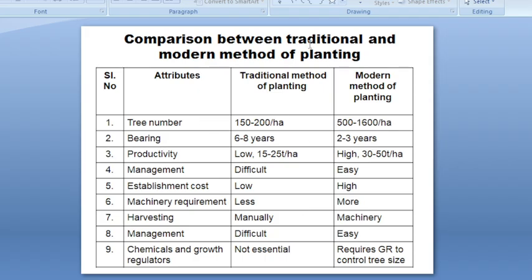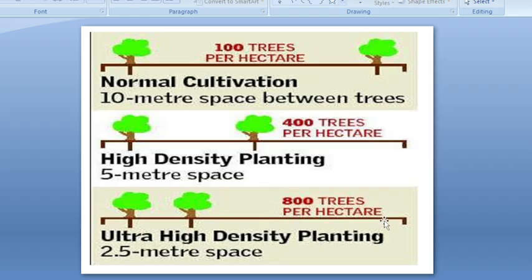Suppose we compare the advantages of the traditional method over high density planting: the number of trees will be more here, the economic yield will start from 2 to 3 years onwards itself, productivity will be high, and management is also easy. The establishment cost is high in the modern method, high density planting. Machinery requirement is less in the traditional method, but here everything needs machinery, and harvesting machines can also be used. This is mainly followed in some developed countries. It even requires growth regulators to control the tree size.